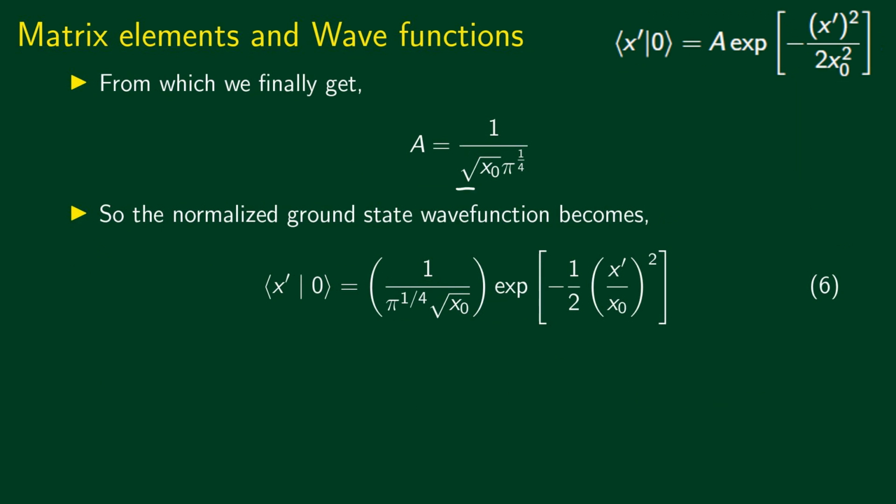We can now substitute a is equal to 1 divided by square root of x0 times pi raised to 1 by 4 into this equation to get the normalized ground state wave function. So the normalized ground state wave function is now ⟨x'|0⟩ is equal to 1 divided by pi raised to 1 by 4 times square root of x0, times exponential of minus half x prime squared divided by x0 squared.